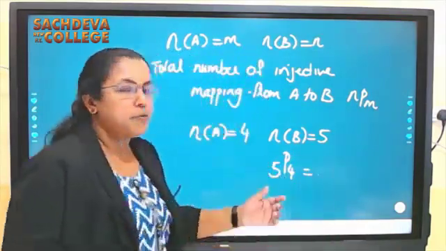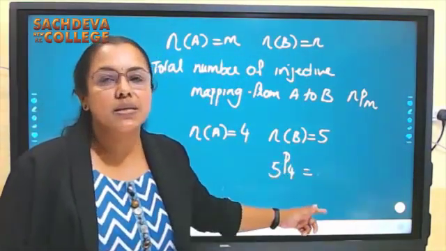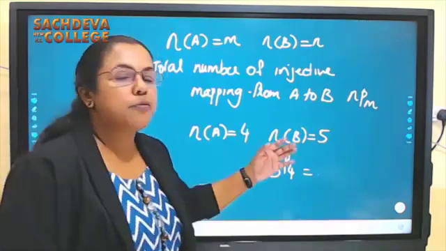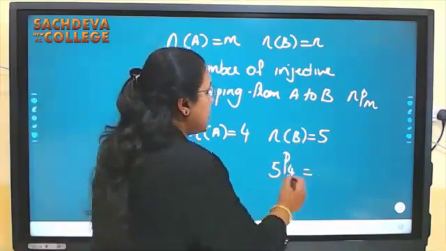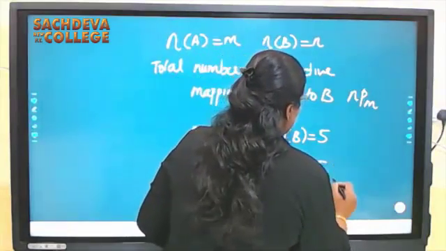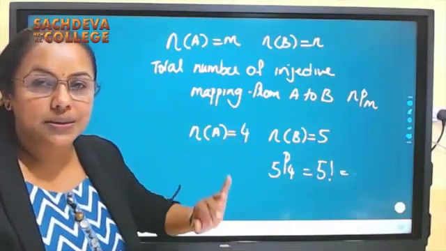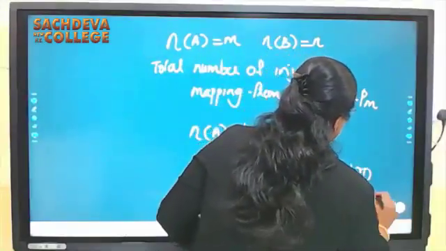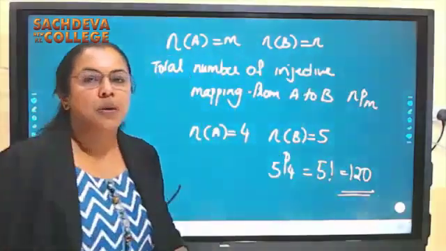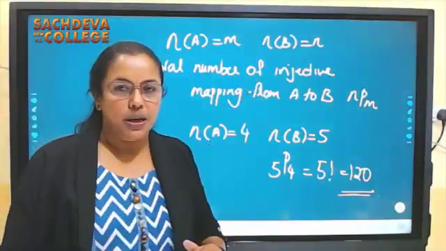What is 5P4? NPR is equal to n factorial by n minus r factorial. So 5 factorial by 1 factorial is 5 factorial itself. So 5P4 is 5 factorial. What is 5 factorial? 1 into 2 into 3 into 4 into 5. That is equal to 120. Both the questions are important. You must remember the formula. Okay.